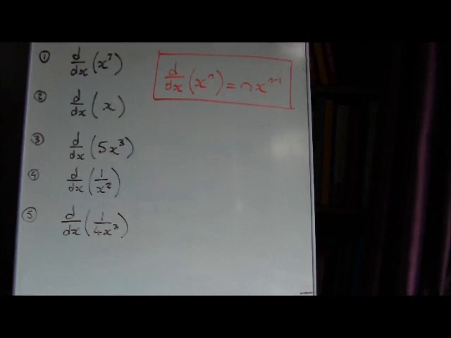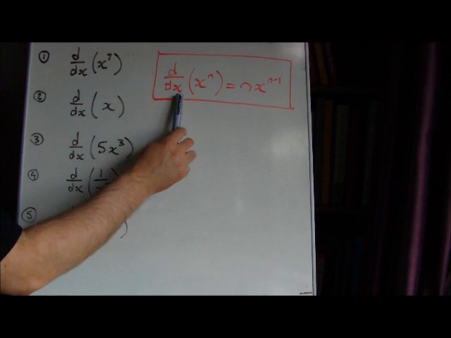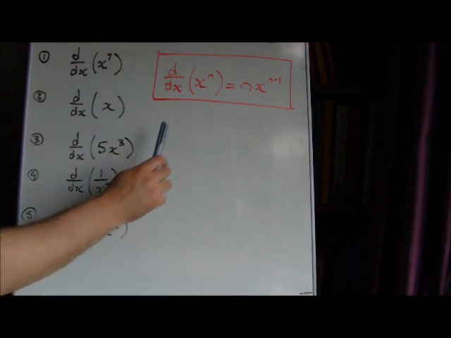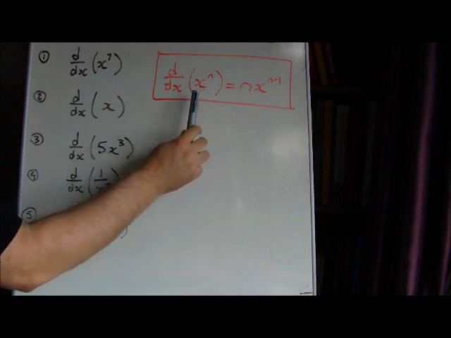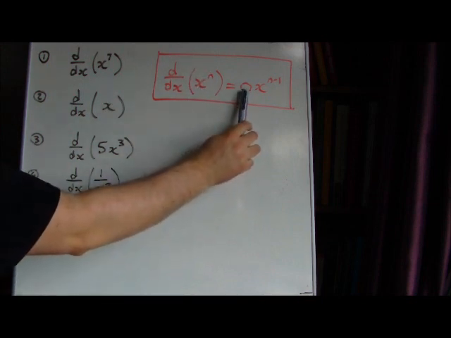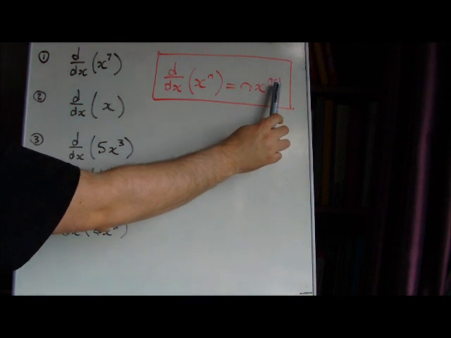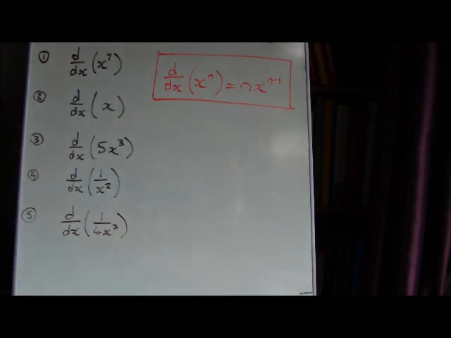This is a short video about differentiating powers. The rule that we're going to be using is this one. d/dx, which is an operator, just means differentiate with respect to x, whatever is here. So for a power of x, we multiply by the old power and take 1 away from the old power as well.